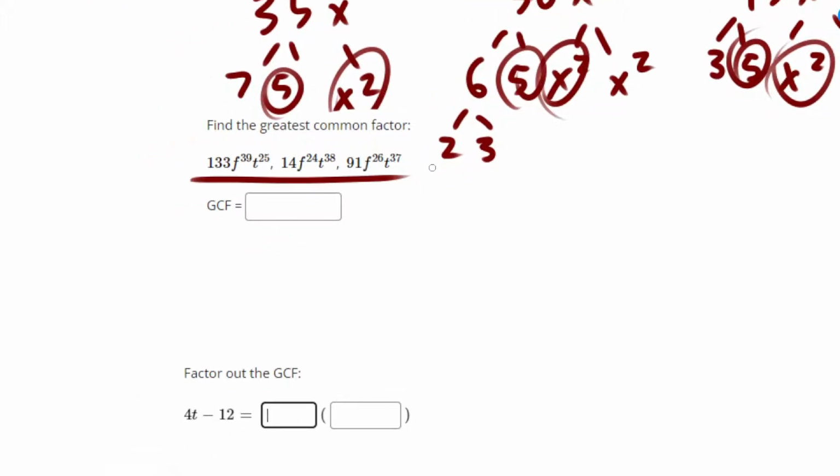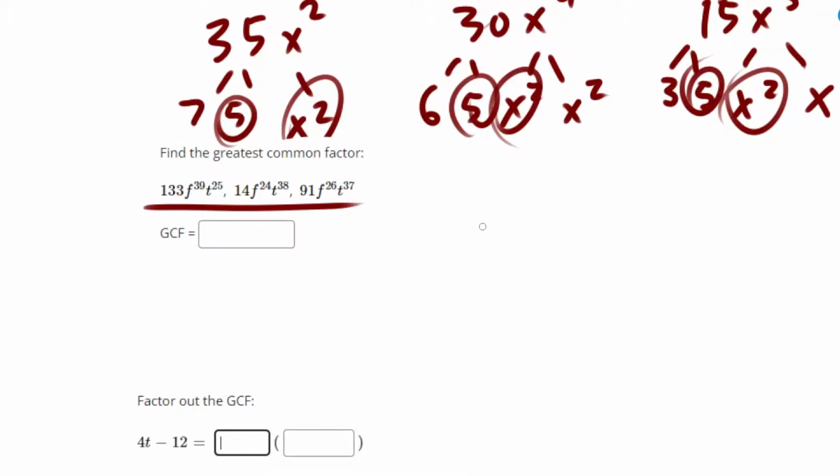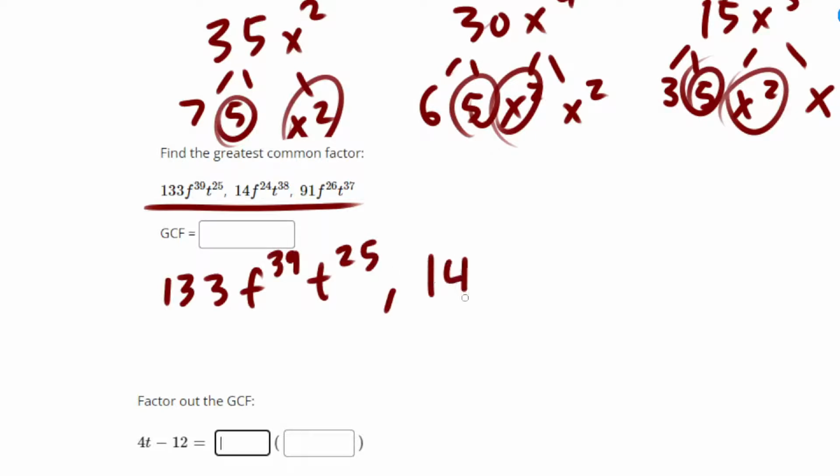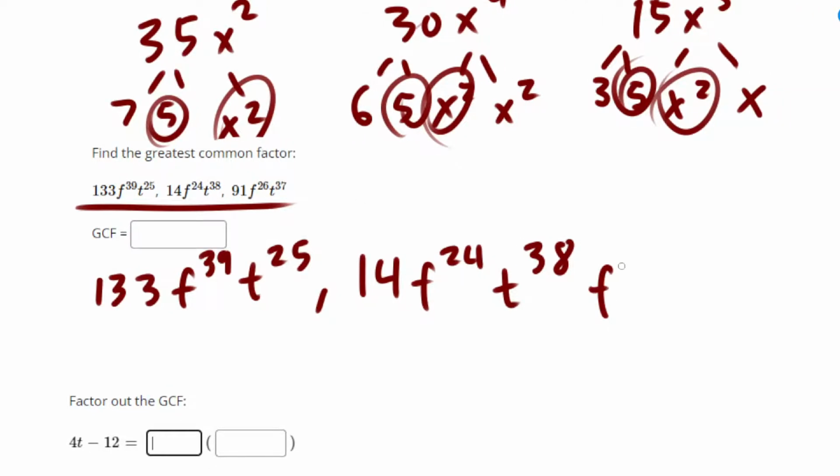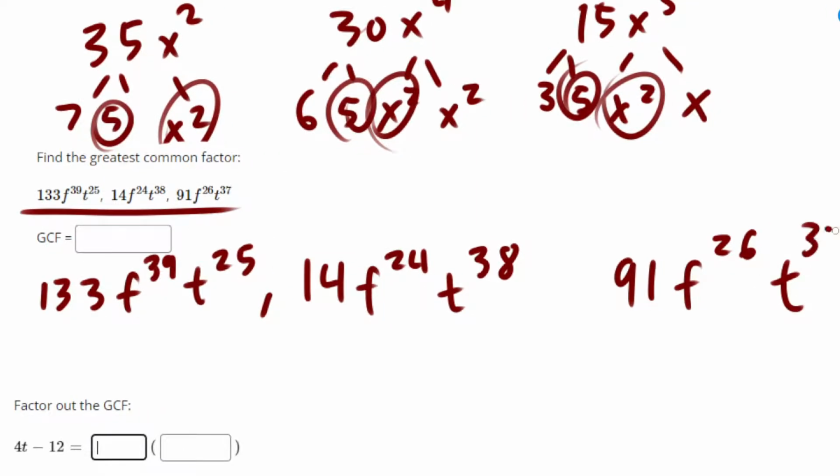Now this one looks really intimidating, but they're just trying to scare you. It's easiest if you do basically what we've been doing before by writing out each of the terms. 133 f to the 39, t to the 25, and then 14 f to the 24, t to the 38, and then f to the 91, and f to the 26, and t to the 37.